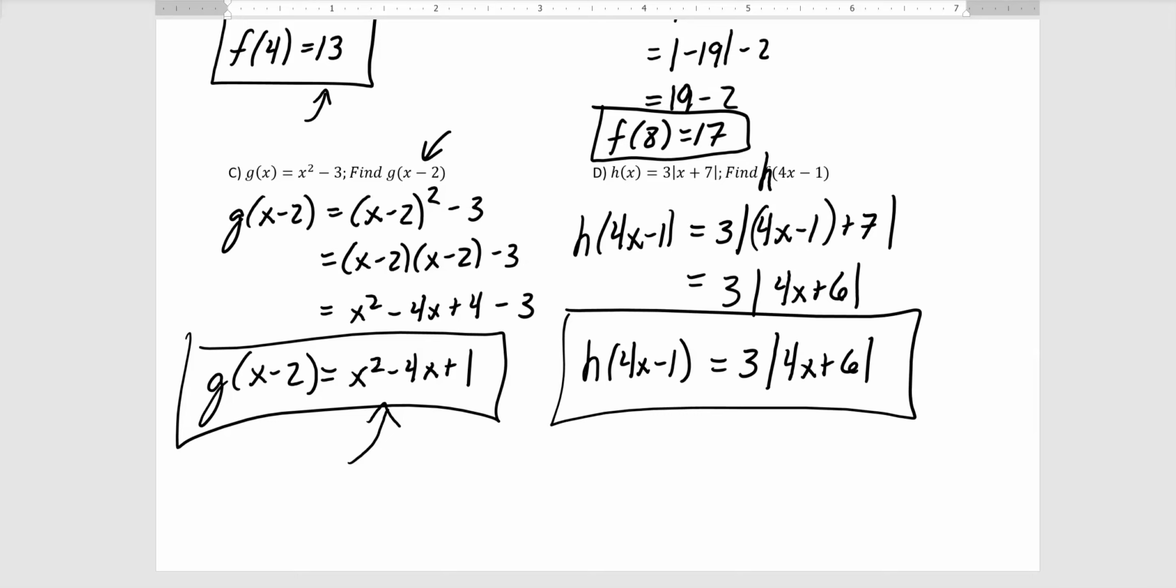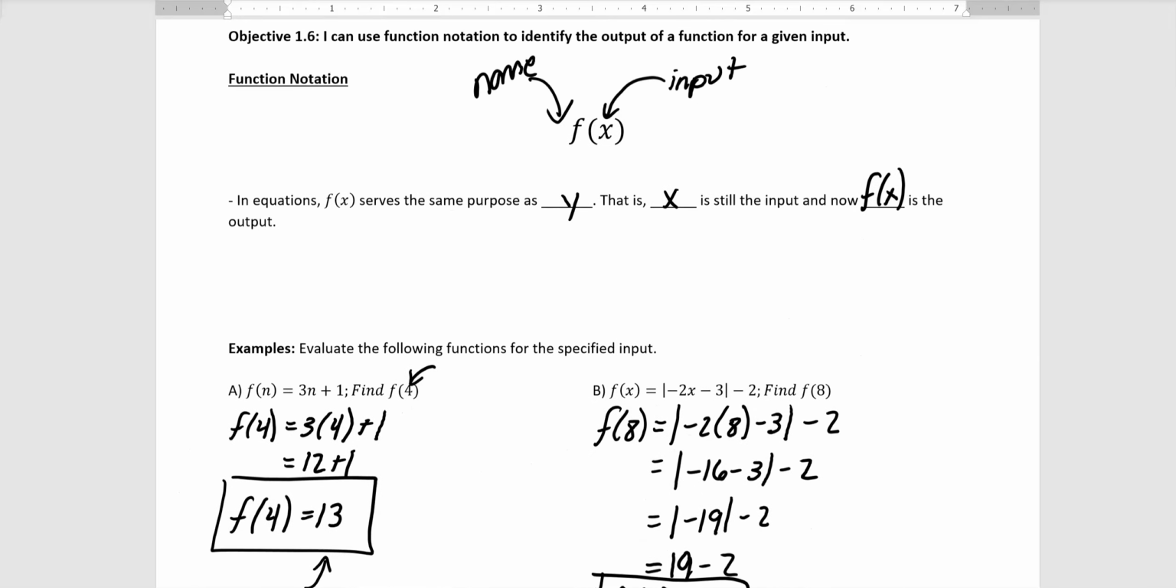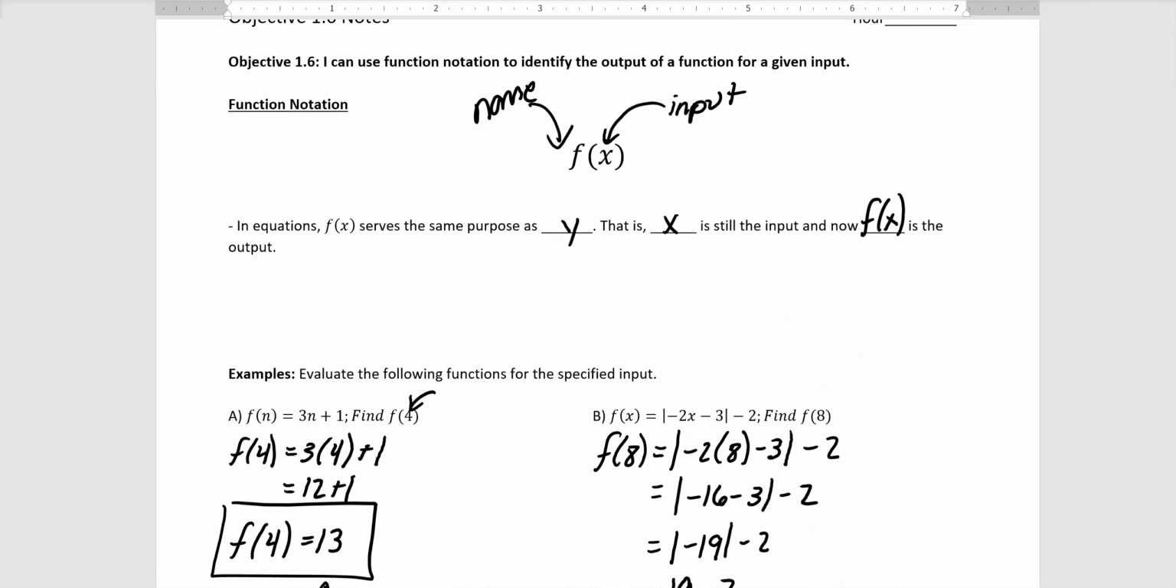All right, hopefully we're feeling confident with Objective 1.6. We're feeling good about finding an output for a function with a given input.